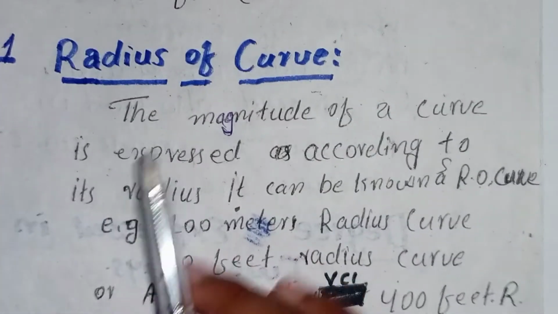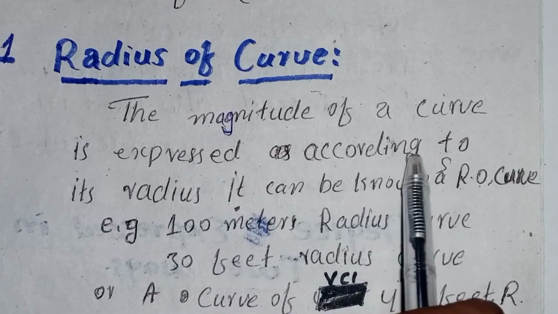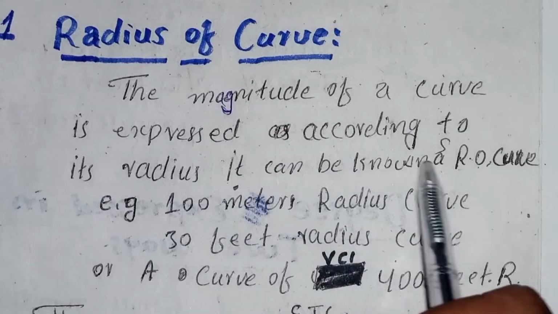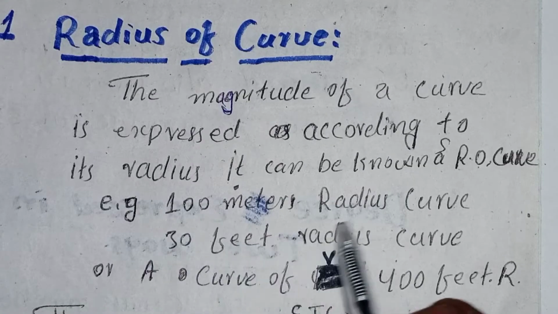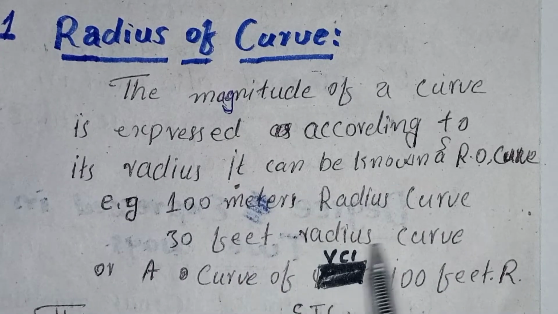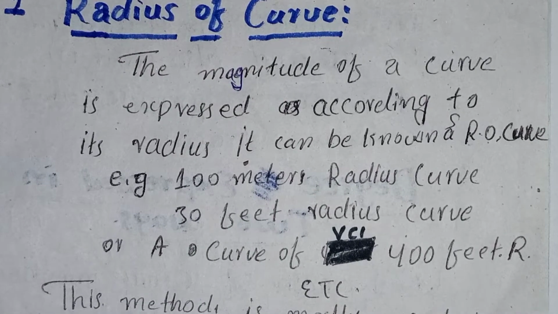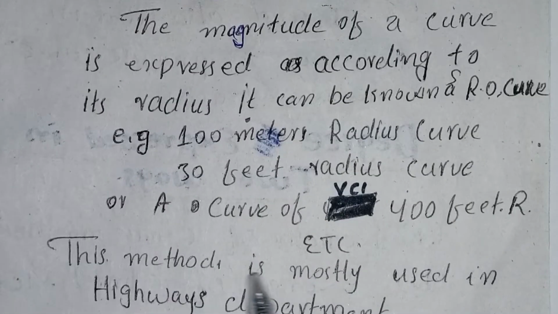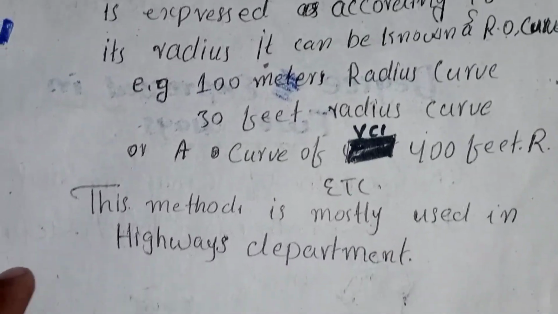Number first, radius of curve. The magnitude of a curve is expressed according to radius. It can be known as a radius of curve. For example, a 100-meter radius curve, a 30 feet radius curve, or we can also say a curve of 400 feet radius, etc. This method is mostly used in the highway department.